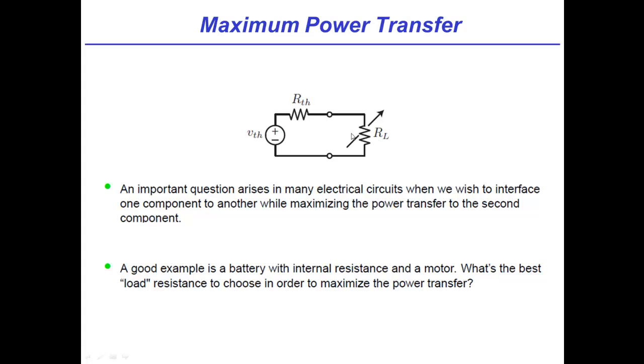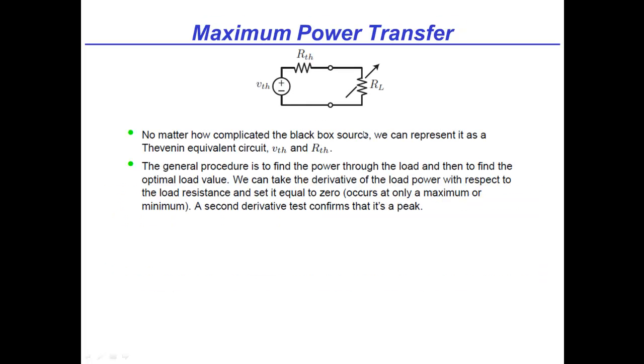So now, the very basic question. What is the best load resistance given the equivalent circuit on the left? Given VTH and RTH, what should our RL be to get maximum power transfer? Okay? So we've already said that no matter how complicated these things are, they can look like this circuit for the purposes of this little problem we're about to do.